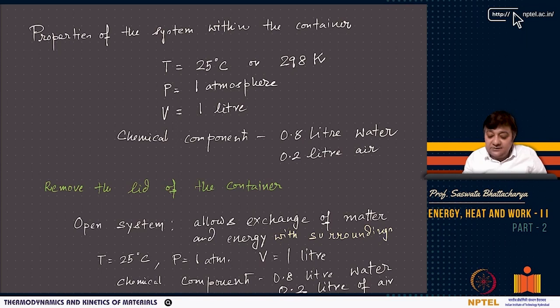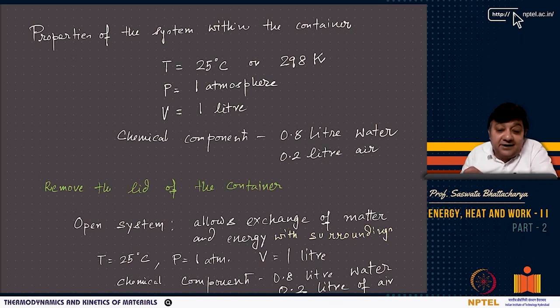So in 1 liter we had, let's say, 0.8 liters of water and 0.2 liters of air. Now the only thing that will influence it: the temperature was 25 degrees Celsius, and say outside the temperature was 30 degrees Celsius. Then this water can get warm, and somehow it can find a balance where the water inside the container and the surroundings are at the same temperature, right? So that is possible.